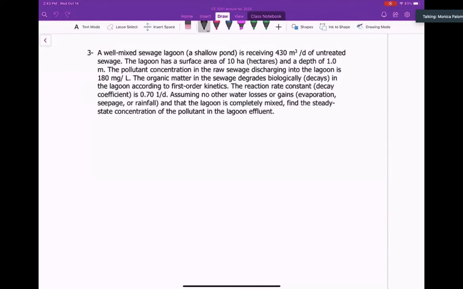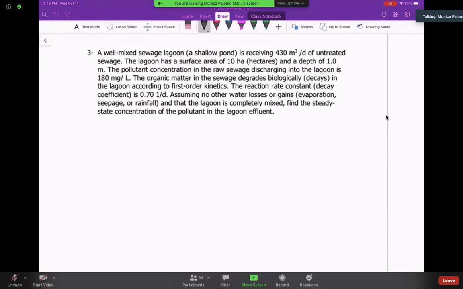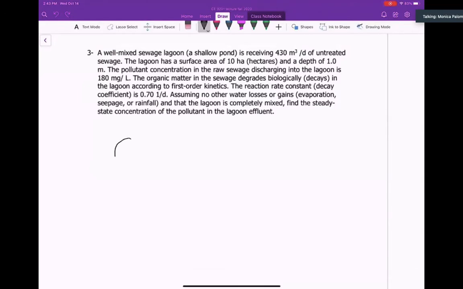But we have a sewage lagoon. What do they look like? I don't know, maybe a square, maybe circular. So I'm just going to model my system as a circular tank or pit. And it says that we have a discharge of 430 cubic meters per day. And this is untreated sewage, let's put S for sewage, at a concentration of 180 milligrams per liter.